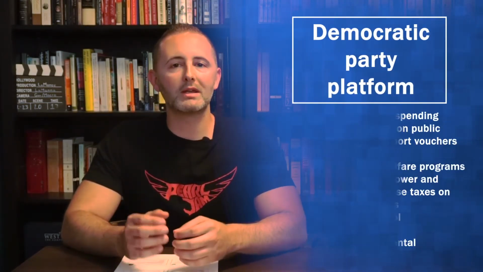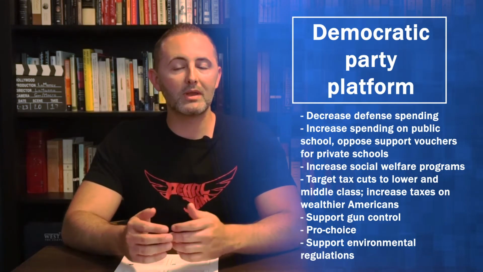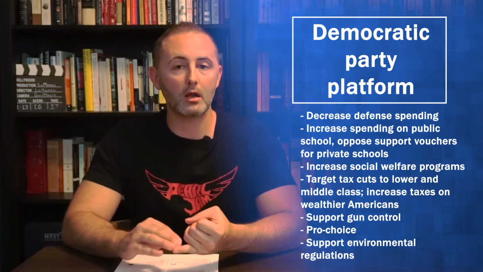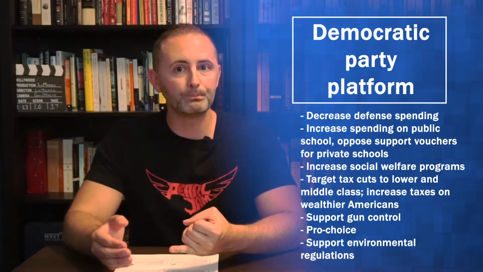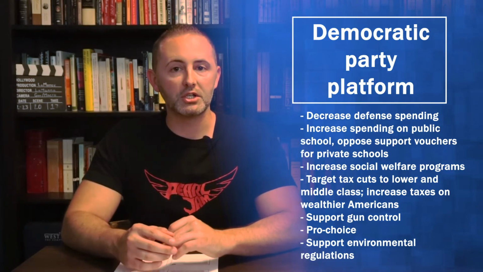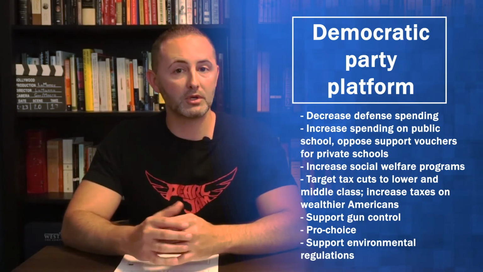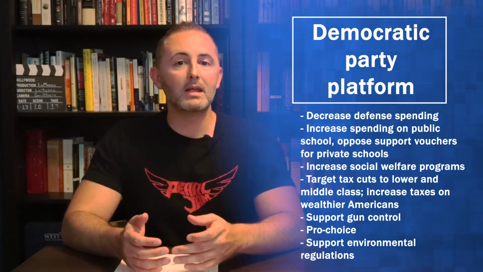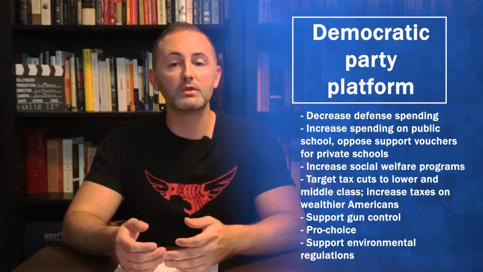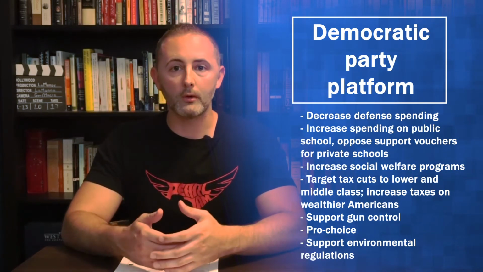So the Democratic Party definitely aligns itself more closely to the liberal ideological positions. So we can think of things like reduced defense spending, usually an important part of a Democratic Party ideology or platform. Another thing would be that they favor public school education as opposed to vouchers and private schools, which are more favored by conservative and libertarian ideologies. They typically favor increased social welfare spending, so programs like welfare, food stamps, Medicare, Medicaid, Social Security, things like that to help the elderly or to help the poor.